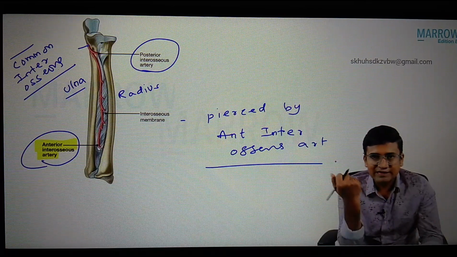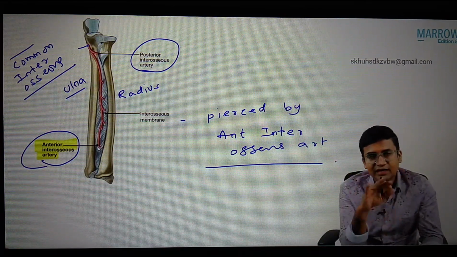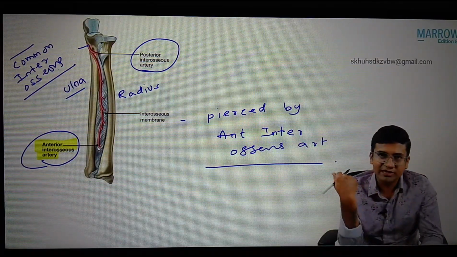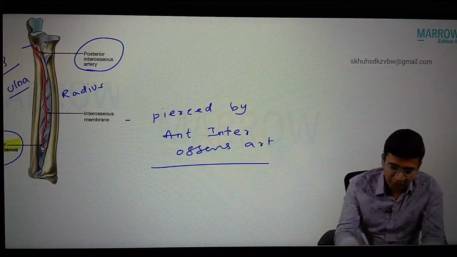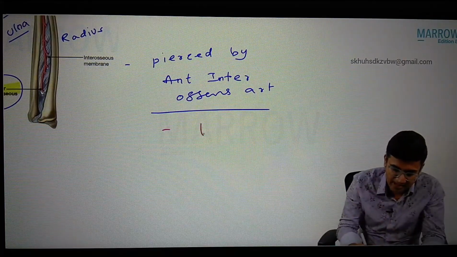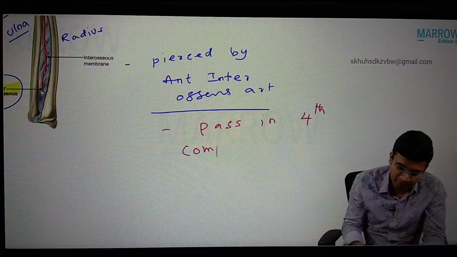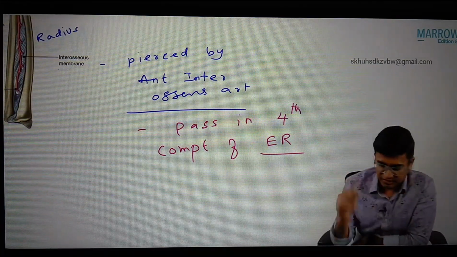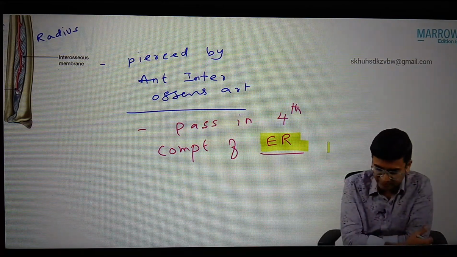I told you in the extensor retinaculum topic itself, the interosseous membrane is pierced by the anterior interosseous artery. After piercing it, in which compartment of the retinaculum does the anterior interosseous artery pass? Fourth compartment of the extensor retinaculum. So the anterior interosseous artery, after piercing the interosseous membrane, passes in the fourth compartment of the extensor retinaculum. I hope you remember. Already we discussed the fourth compartment in the extensor retinaculum topic, right?